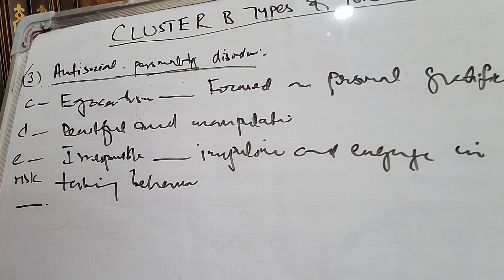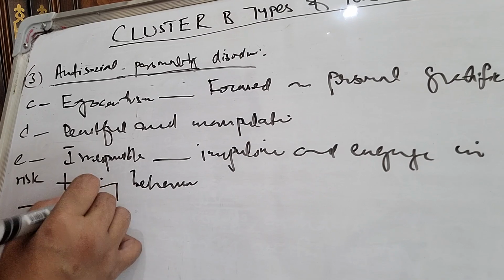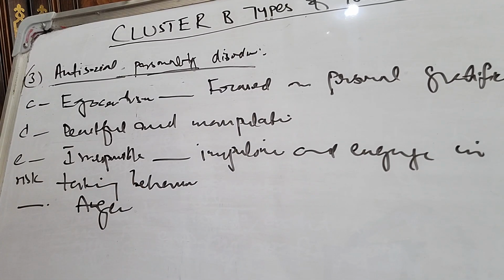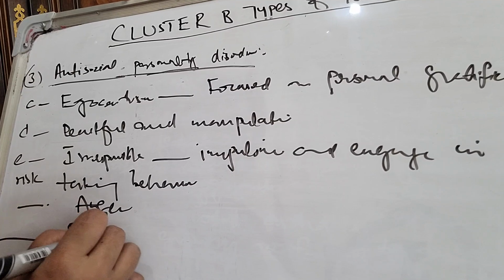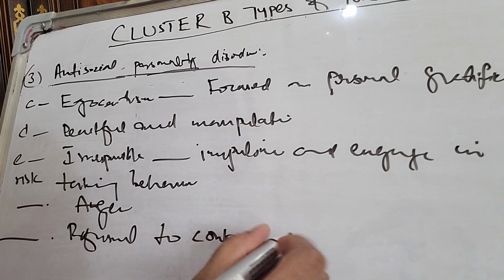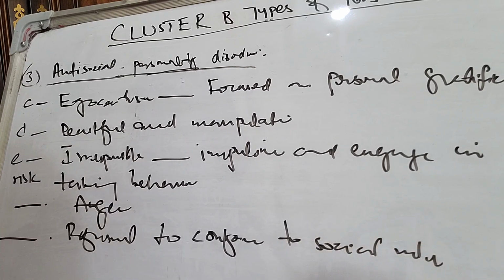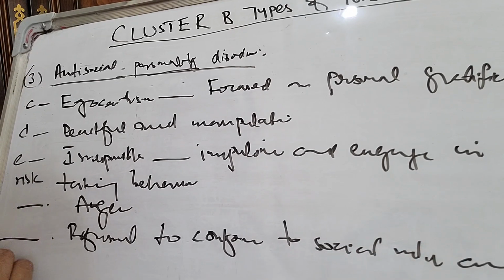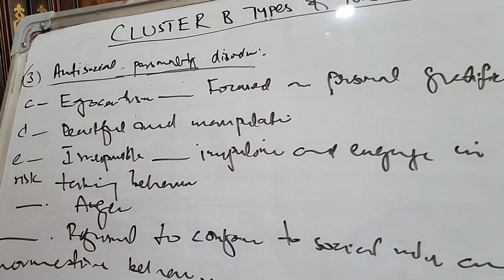The next is persistent and frequent feeling of anger. Refusal to conform to social rules and normative behavior. The behavior is not normal. He is refusing social rules.